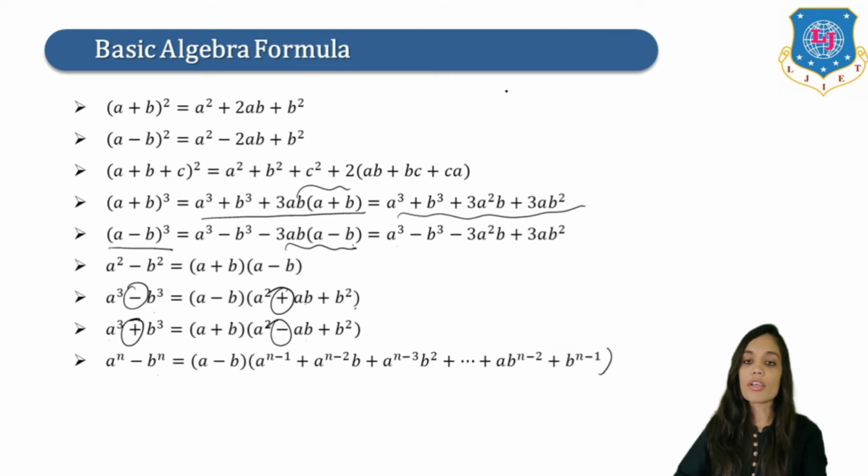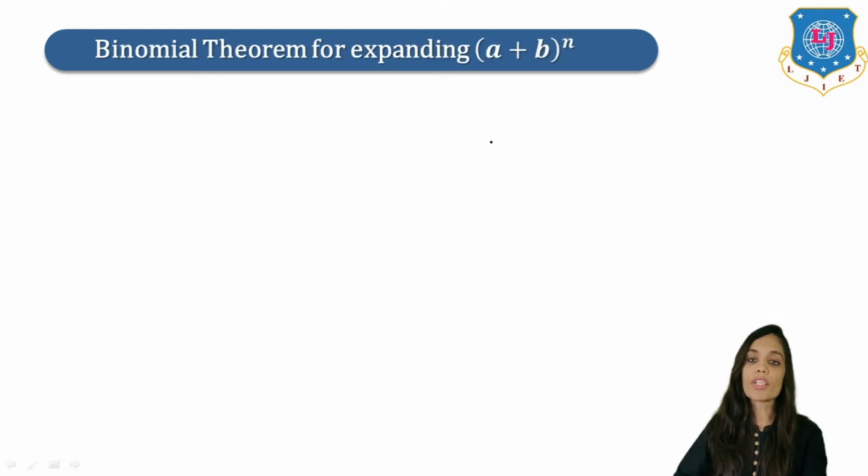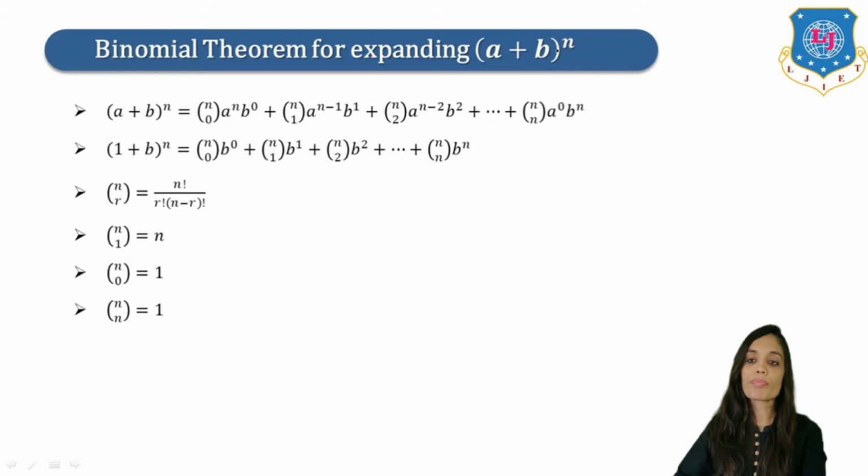Right? So now we will study the binomial theorem for expanding a plus b whole raised to n. So this is the general form to find any type of expansion whenever it is raised to power n. So a plus b whole raised to n, by the binomial theorem, is equal to nc0 a raised to n b raised to 0 plus nc1 a raised to n minus 1 b raised to 1 plus and so on, ncn a raised to 0 b raised to n.